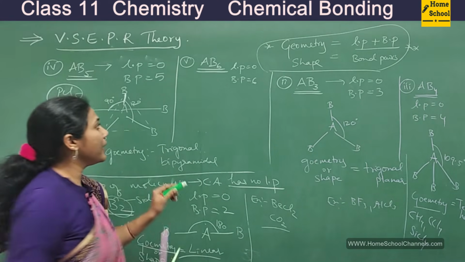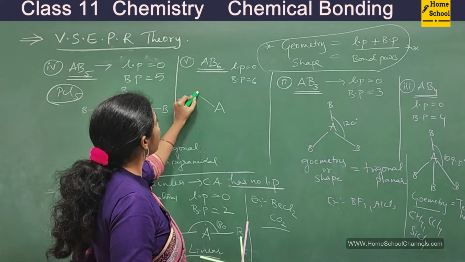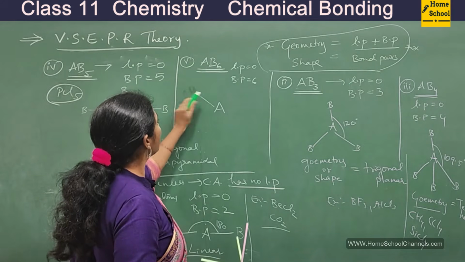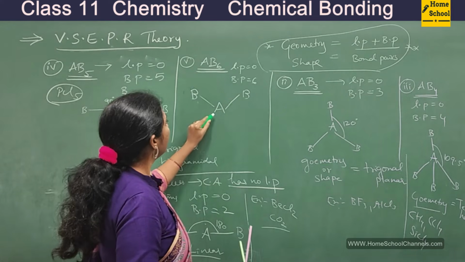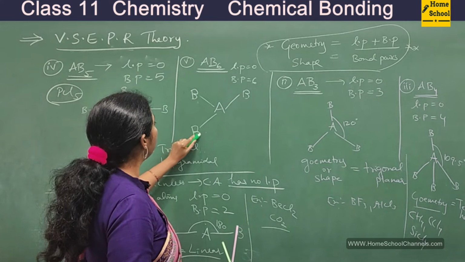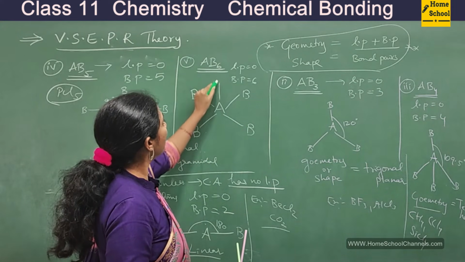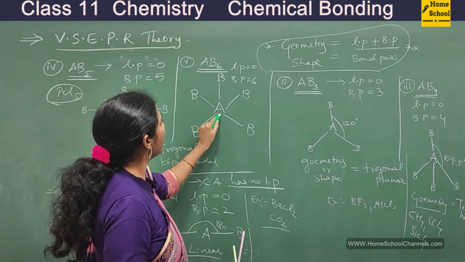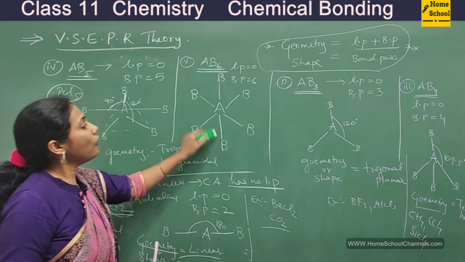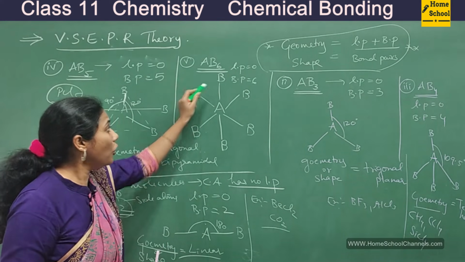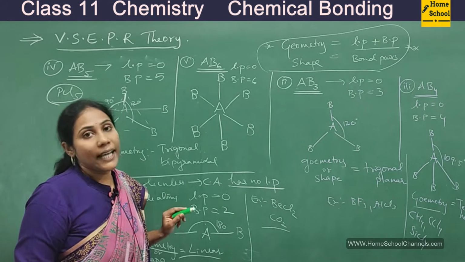So what is the shape of the molecule? It is octahedral. So how do you draw it on a board? A at the center. So this is one B, this is another B, the third B, the fourth B, and one B above the plane of the square, the other B below the plane of the square. This is how we will show octahedral geometry. Now the question is predicting the bond angle.